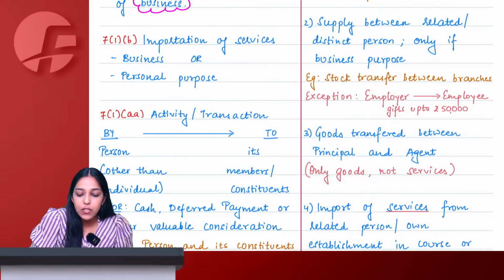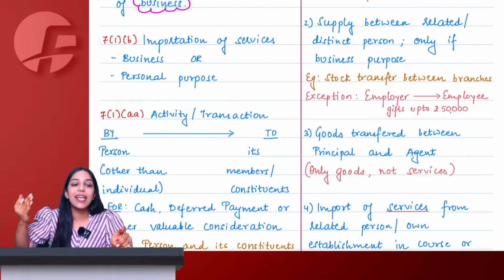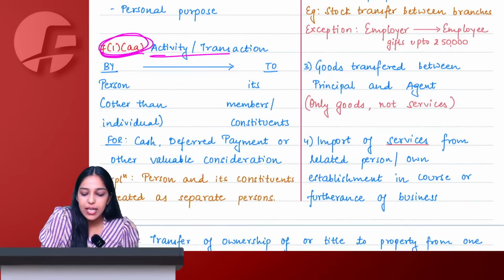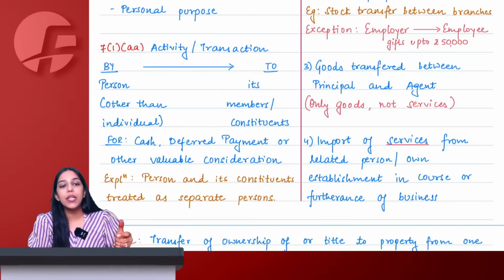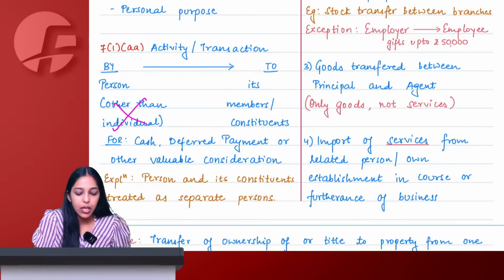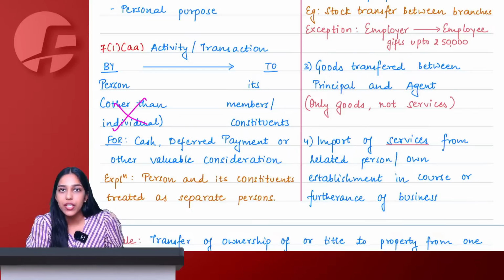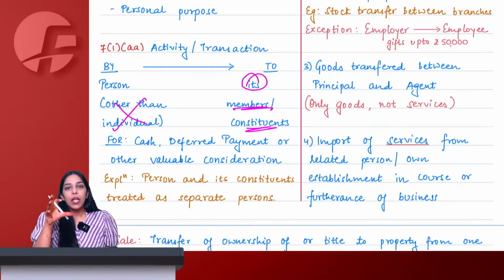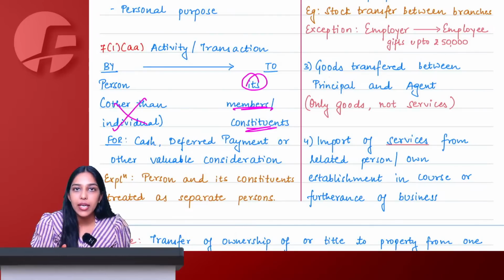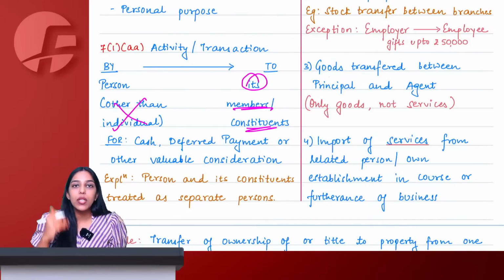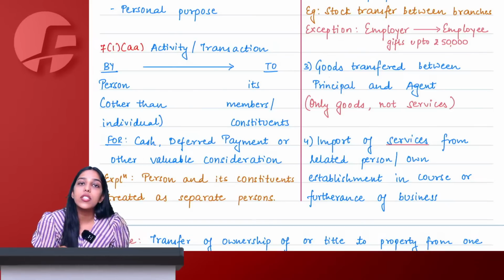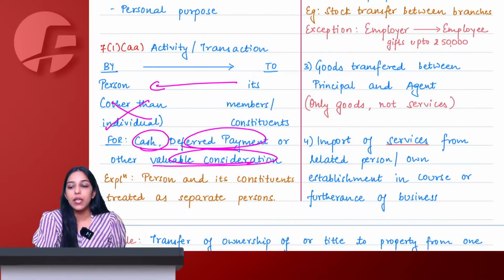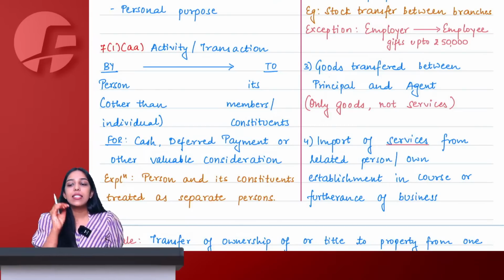So import of services for personal purpose is a supply, but we will see exemptions with respect to the same in the exemption chapter. Then 7.1AA says that any activity or transaction happening between a person who is not an individual, let us say a club, an association, a society, and their own members only. Let us say members of a housing society paying maintenance to the society, members of a club paying membership fees to the club, which means own members or constituents are giving cash, deferred payment or any consideration to this person who is not an individual, then this will also be considered as supply under GST.